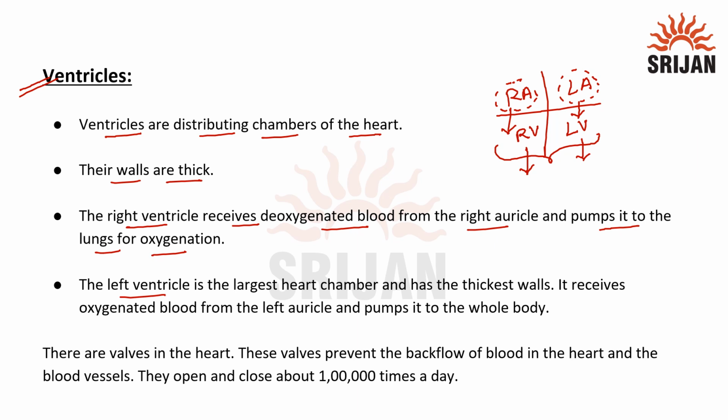The left ventricle is the largest heart chamber and has thickest walls. It receives oxygenated blood from the left auricle and pumps it to the whole body. There are valves in the heart. These valves prevent the backflow of blood in the heart and the blood vessels. They open and close about 1 lakh times a day.